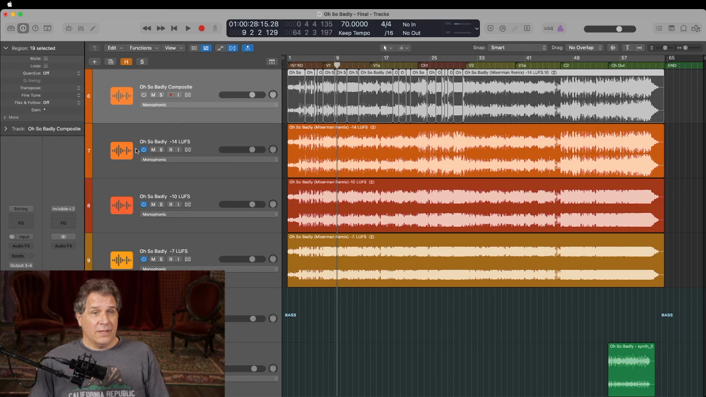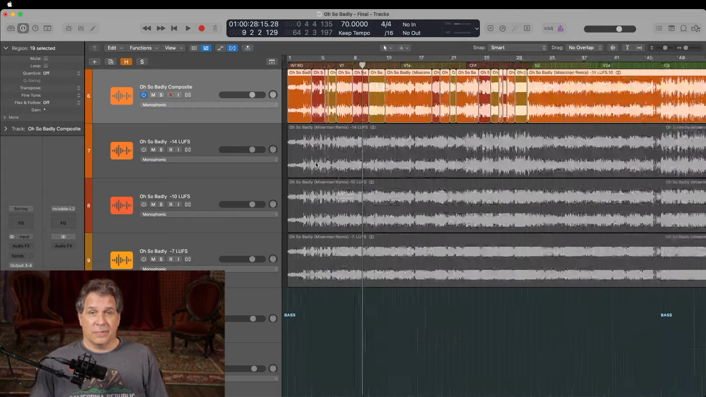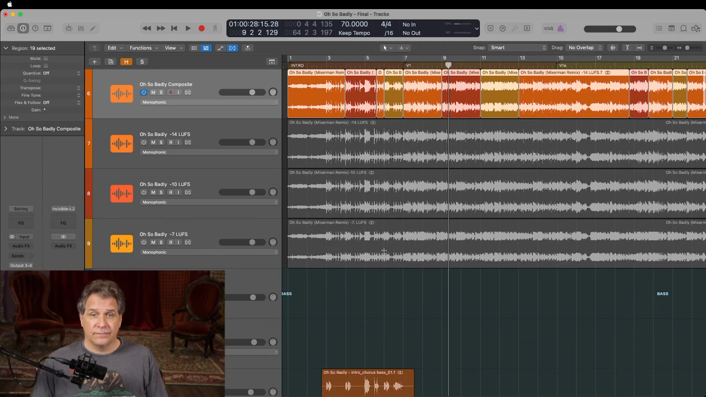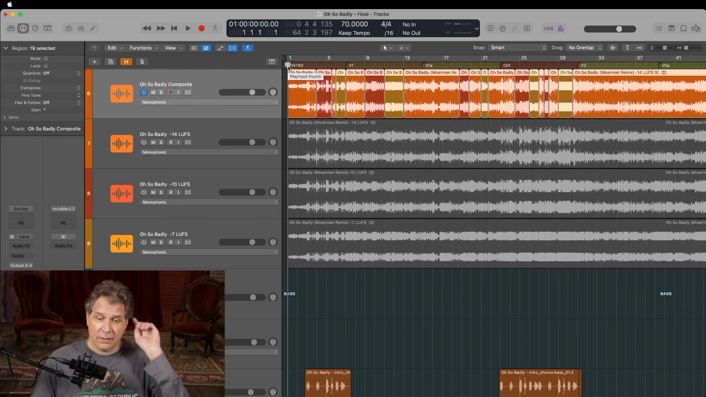So what I did was I took my little clipper, or my cutting tool, and I grabbed sections from the minus 10 LUFS, the minus 14, the minus 7. You could tell by the color. I just grabbed them from these mixes and dragged them up and made a mix where it switches back and forth between all the different versions. Okay, and let's take a listen to that, and then we shall discuss.